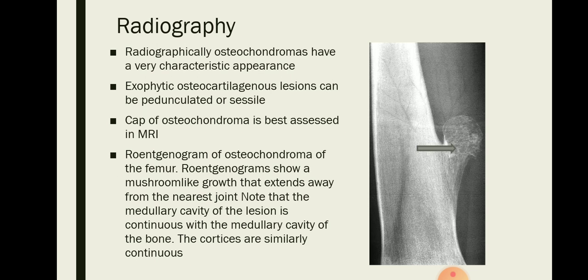Radiographically, osteochondromas have a very characteristic appearance. Exophytic osteocartilaginous lesion can be pedunculated or sessile. Cap of osteochondroma is best assessed in MRI. Radiography shows a mushroom-like growth that extends away from the nearest joint, which has the medullary cavity continuous with the medullary cavity of the bone.